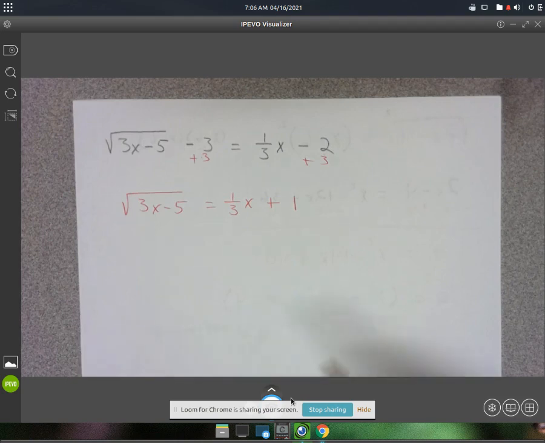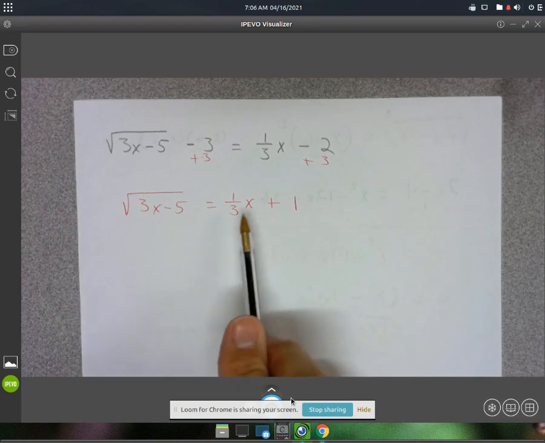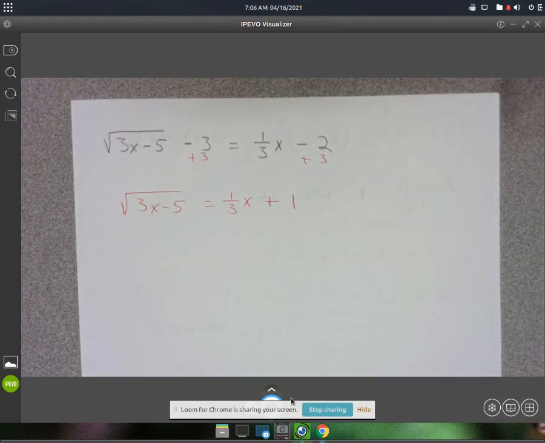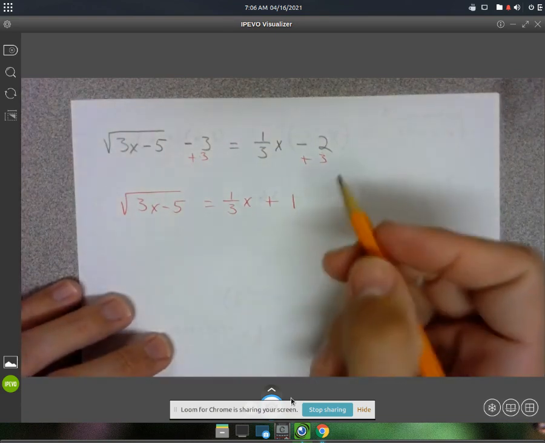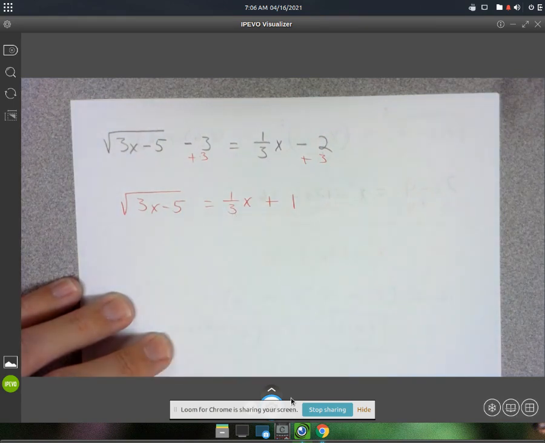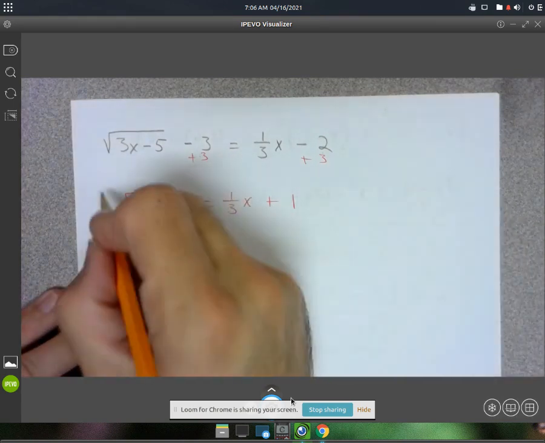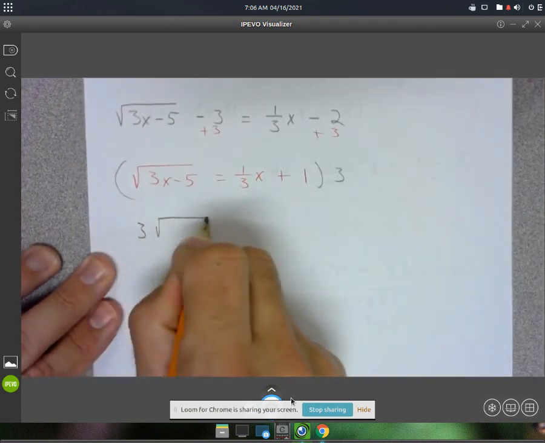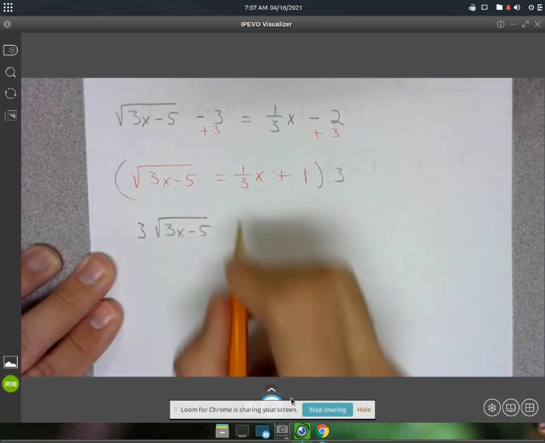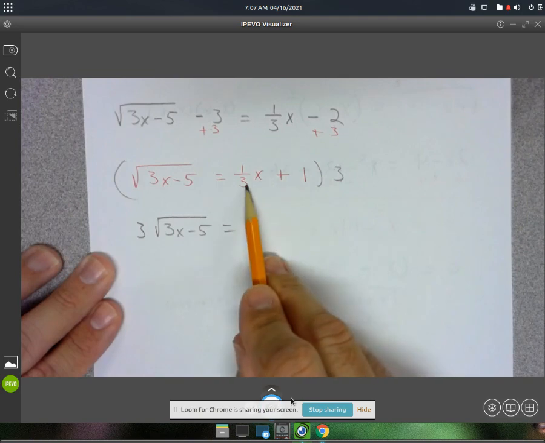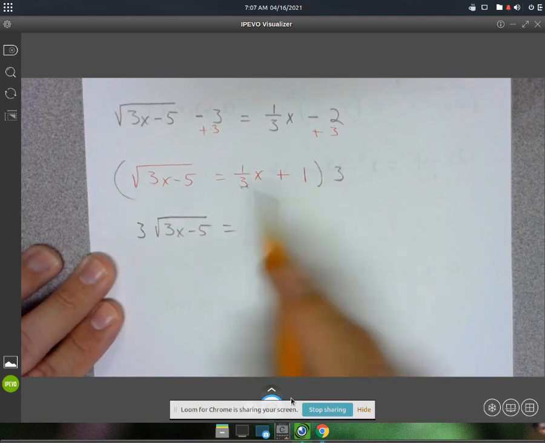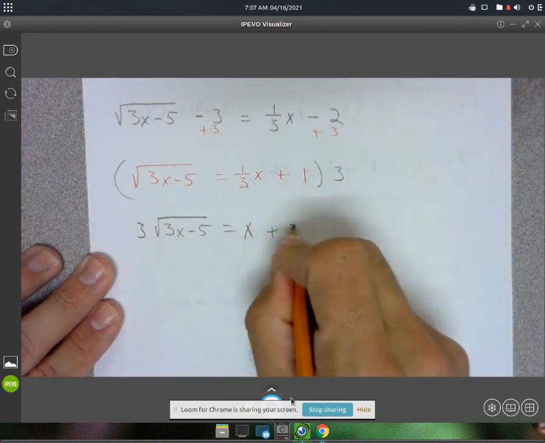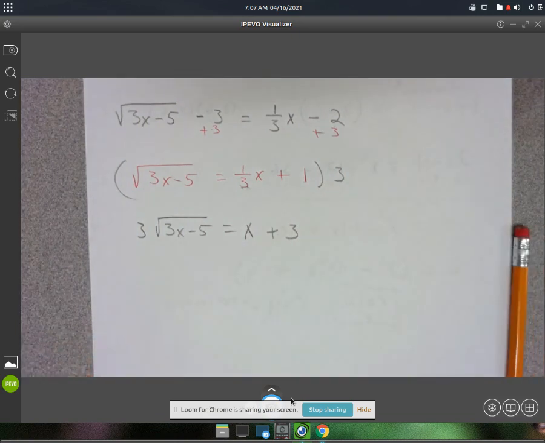Now, at this point, you can go ahead and square both sides, but you'd be multiplying this thing by itself. And I don't think you want to play with so many fractions. At least most people don't. So what we're going to do here is clear the denominator. We're going to multiply both sides of the equation by 3. So if you times everything by 3, you're going to get 3 root 3x minus 5. 3 times 1/3 x, well, the 3's are just going to cancel out, and you'll be left with 1x. And then 3 times 1, that'll be a 3. And now we can go ahead and square both sides.